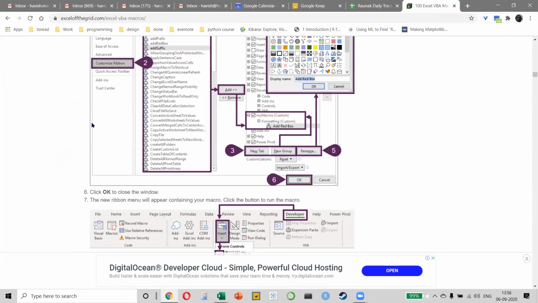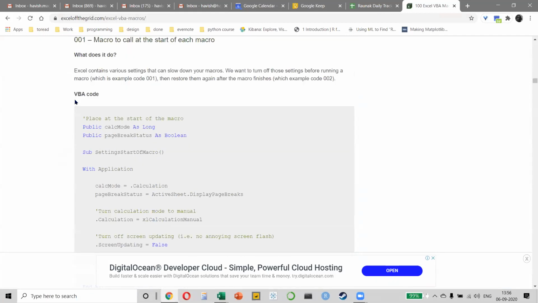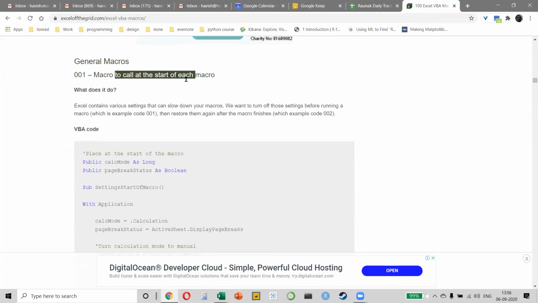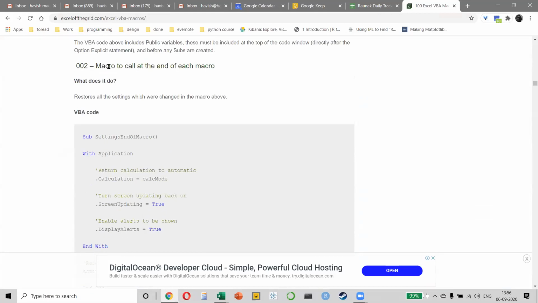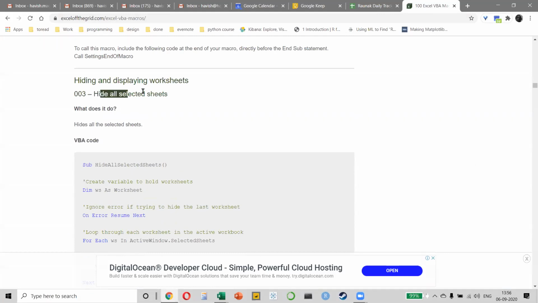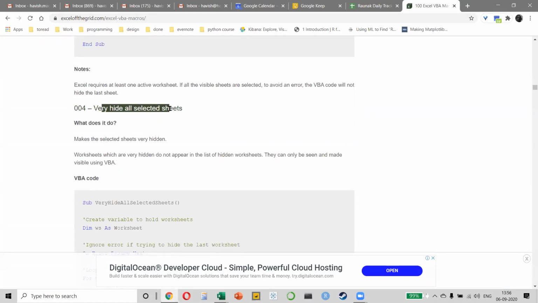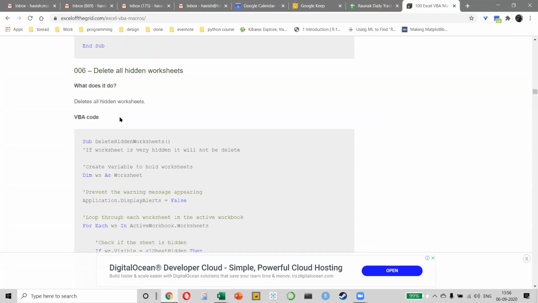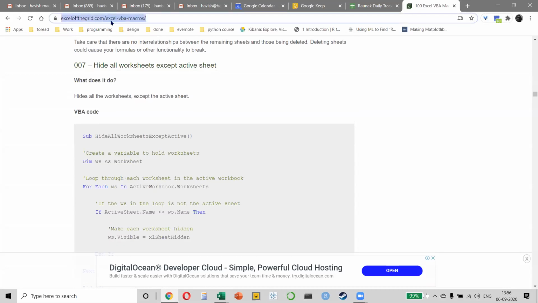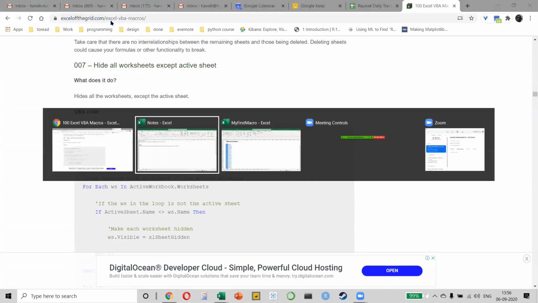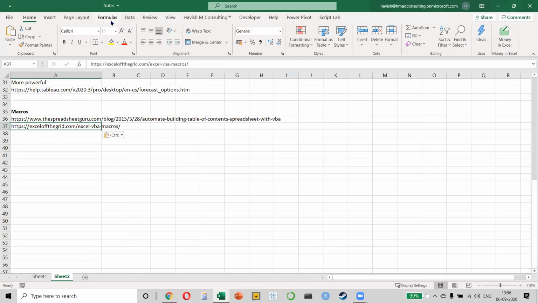One moment. Okay, look at this. This is a macro to call other macros. This is how you hide selected sheets. This is how you very hide. This is how you unhide. Like this, there are 100 codes available here. All you have to do is one by one copy and paste it. And when you practice it, of course, you will learn as well.